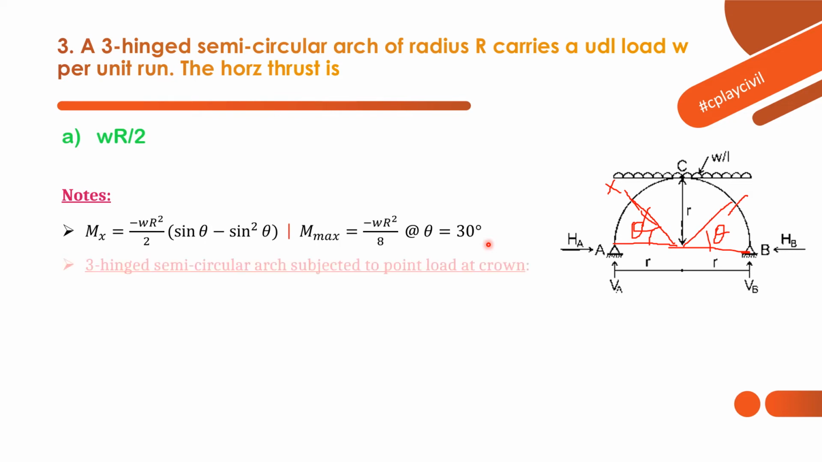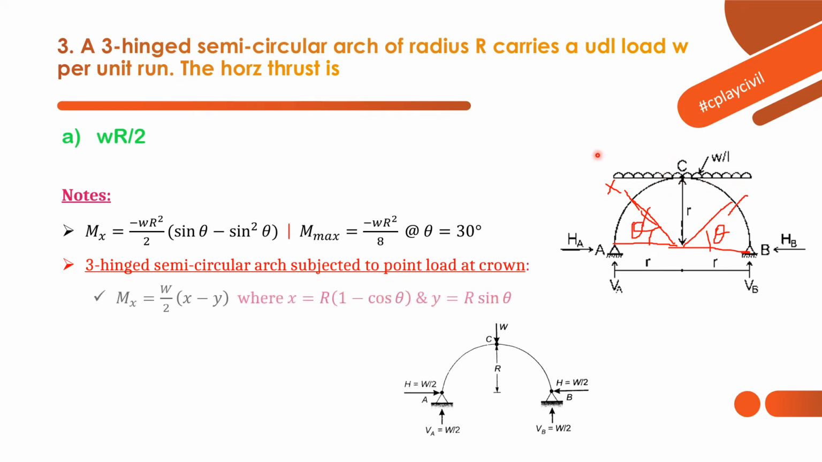This is all about the semicircular three-hinged arch. Now let's see more about a three-hinged semicircular arch subjected to point load at crown. So instead of UDL, a point load is acting. Then how to find parameters like moment at x section? Here moment at x section will be given by W by 2 into x minus y. W is the point load acting at crown, and x minus y.